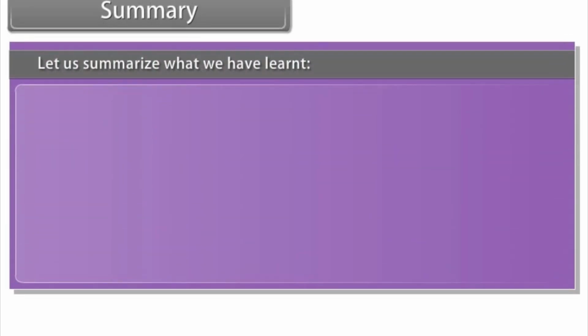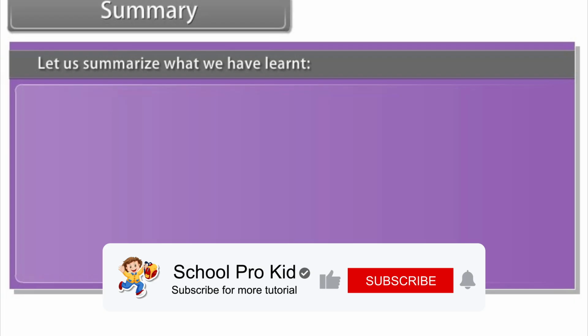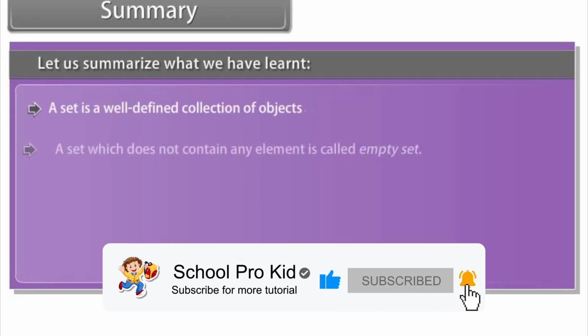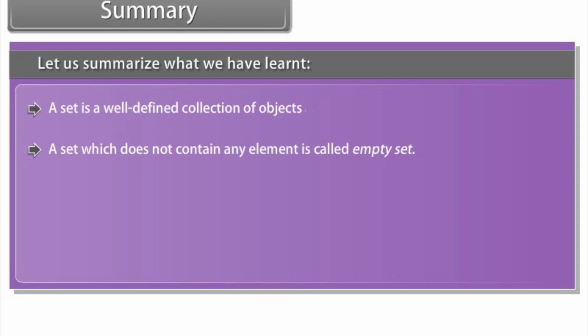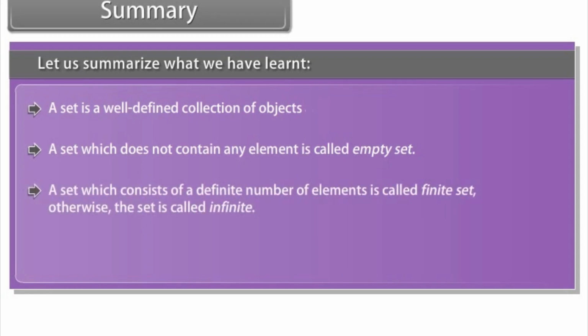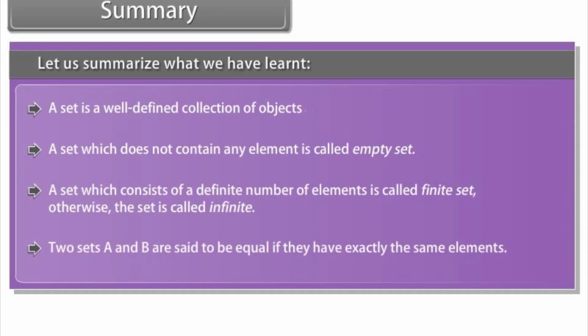Summary. Let us summarize what we have learned. A set is a well-defined collection of objects. A set which does not contain any element is called the empty set. A set which consists of a definite number of elements is called a finite set. Otherwise, the set is called infinite. Two sets, A and B, are said to be equal if they have exactly the same elements.